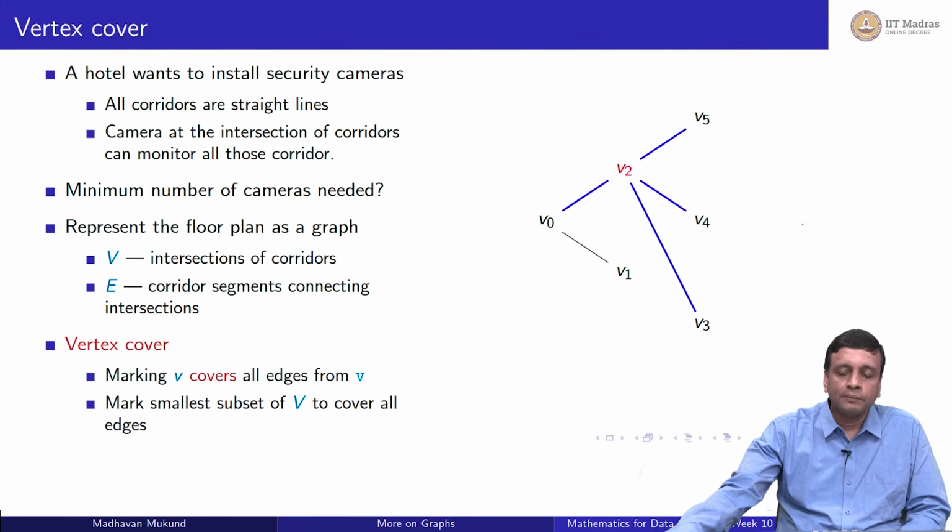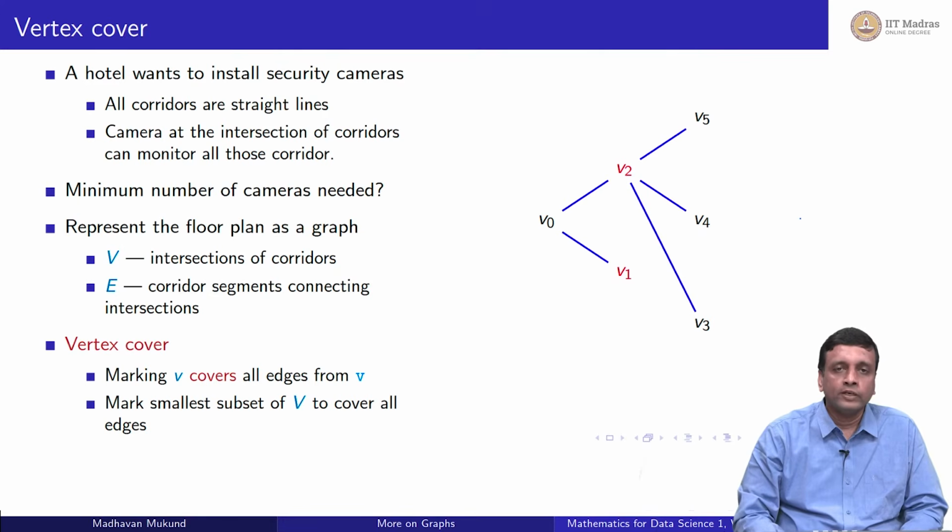But it doesn't cover the segment from V0 to V1. So I have to put one more camera. I can choose to put it at V0 or at V1. Let me say I put it at V1. And now I have a vertex cover. So my vertex cover is V1 and V2. If I choose V1 and V2 as my locations for my cameras, it covers all the corridors.